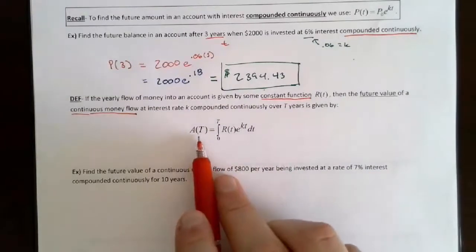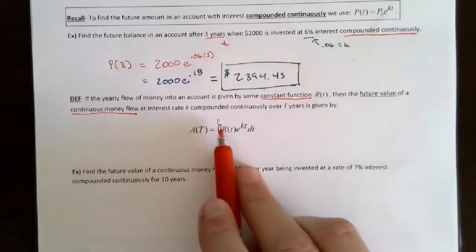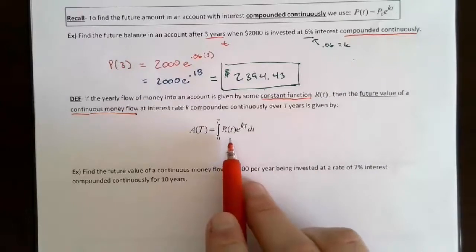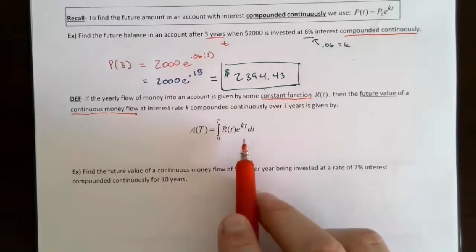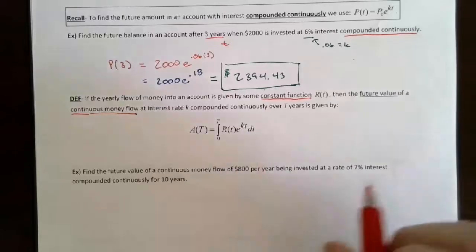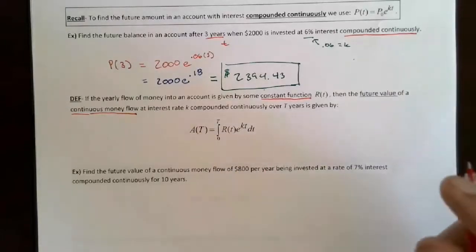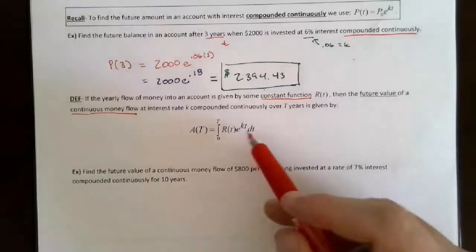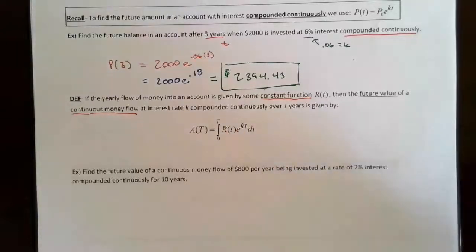So it's the amount after t years is given by the integral from 0 to T, the number of years, of R of t e to the kt dt. These lowercase t's are just our variable that we're integrating with respect to. You're not actually substituting in for these t's. It's part of the function. You could have used x there. You could use any variable here outside of what you've already used in terms of capital T.